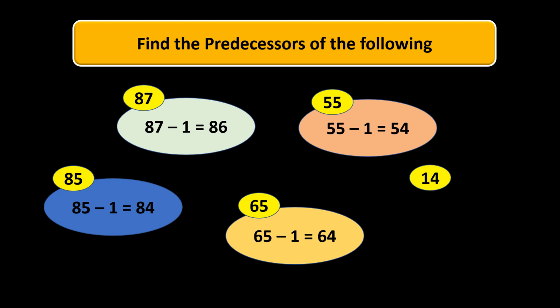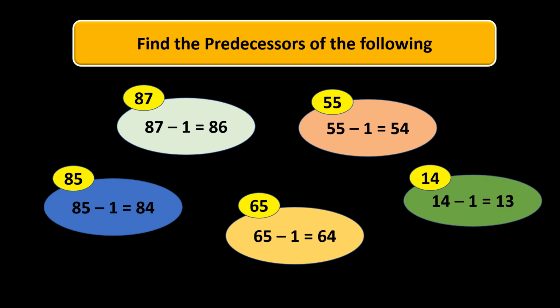Here we have the fifth question, that is 14. Let's solve this. Take away 1 from 14. 14 minus 1. What did you get? 13. 14 minus 1 gives you 13. 13 comes just before 14. That is, 13 is the predecessor of number 14. Let's move to the next one.